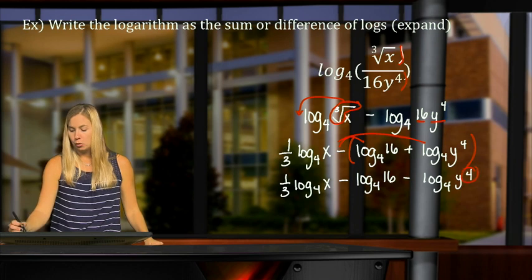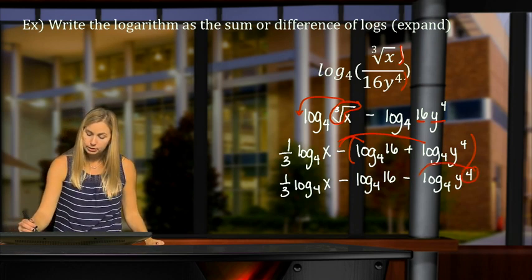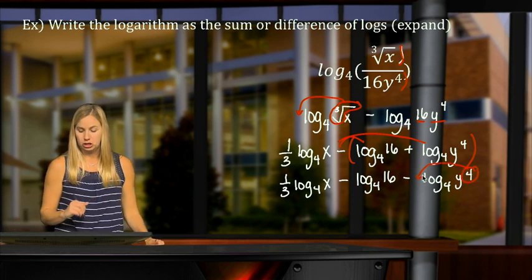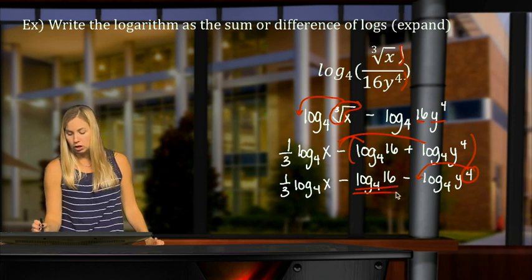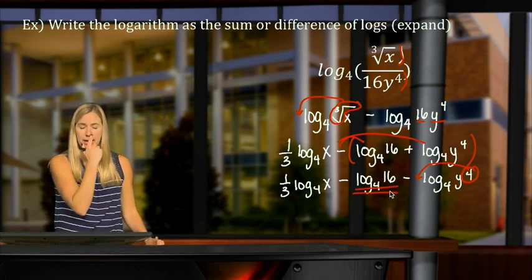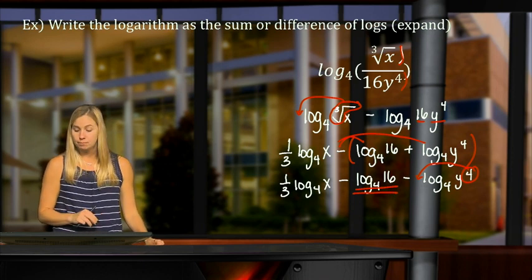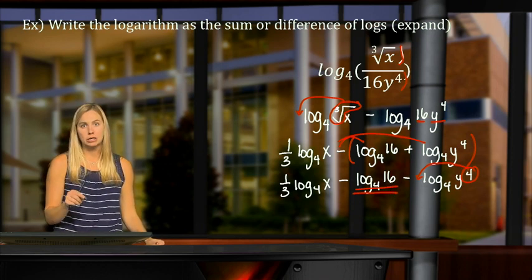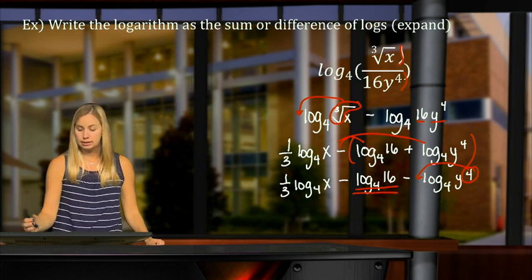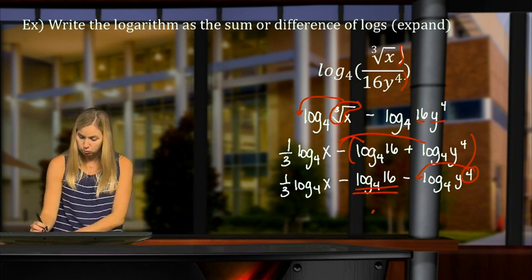Now this exponent of 4 is on my y, my entire argument, so I can bring it to the front as a coefficient. And I also want to look at this log base 4 of 16. Anytime you've got just numbers involved, you want to see if you can simplify. 4 to what power is 16? Well, 4 squared is 16, so this expression is equal to 2.